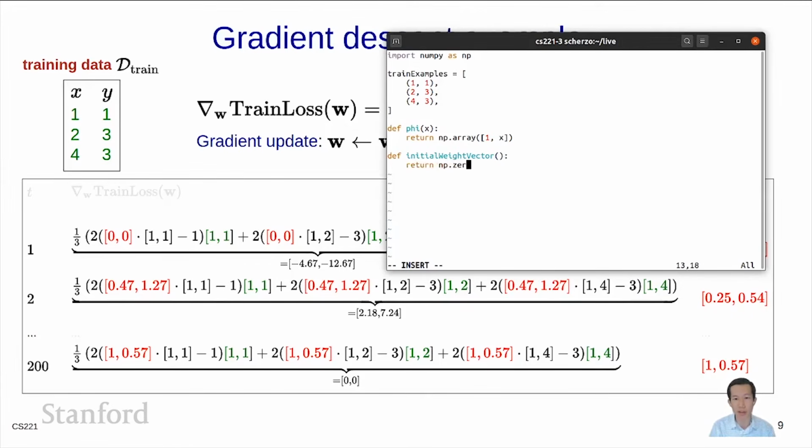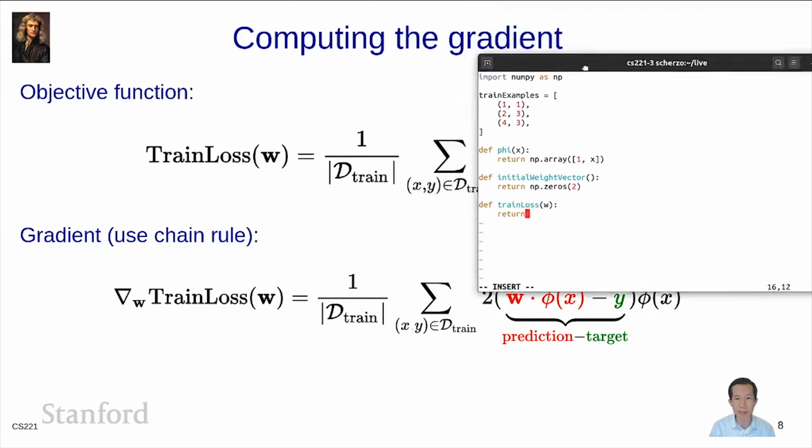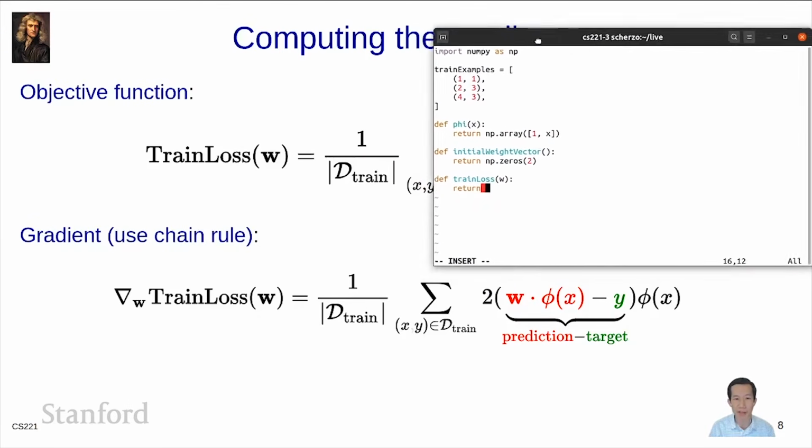And this is just going to be an all zeros vector of dimension 2, which is going to match the dimensionality of phi. Okay, so now I need to define the training loss. The training loss takes a weight vector, and I'm going to go to the previous slide here, and it's basically copying down math and turning it into code.